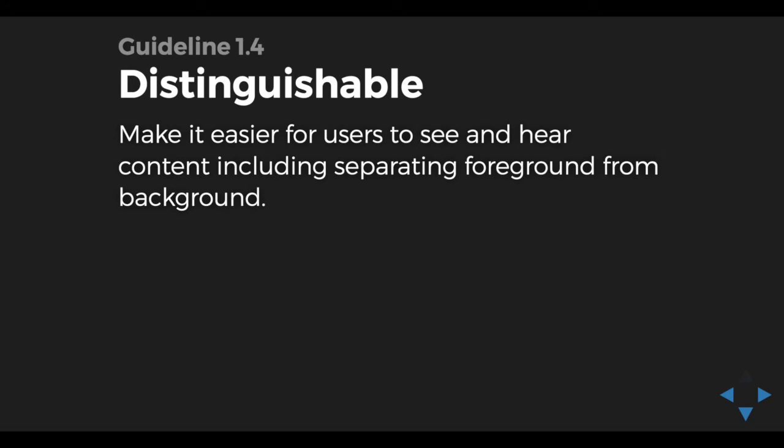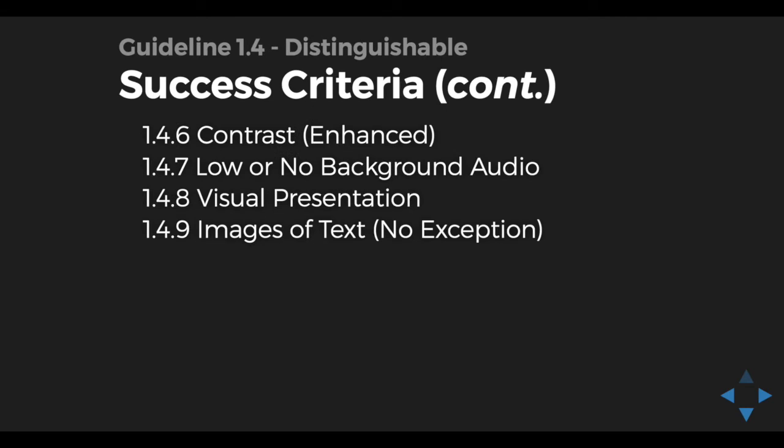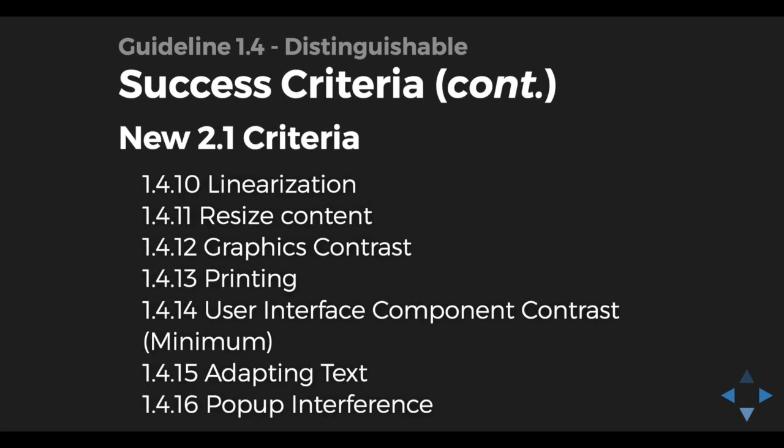Distinguishable. Make it easier for users to see and hear content, including separating foreground from background. Okay, we're doing pretty good. So this is going to be dealing a lot with contrast, but it's not just color. Use of color, audio control, contrast minimum, resize text, images of text, contrast enhanced, low or no background audio, visual presentation, images of text, no exception. As you can imagine, that's a AAA item. New criteria, linearization, resizing content, graphics, contrast, printing. Can you imagine having to make sure that when you print a page, it's accessible? Haven't thought of that yet.